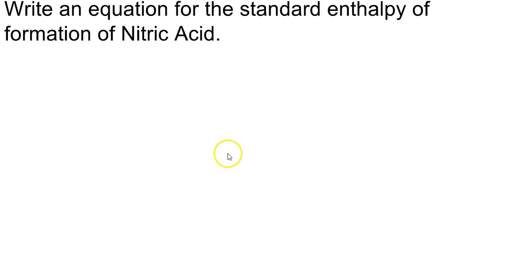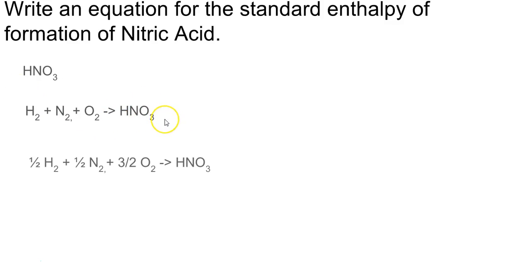So let's do some problems. Write an equation for the standard enthalpy of formation of nitric acid. Here's nitric acid, and we need to write down an equation on how to form nitric acid. So if we take hydrogen, nitrogen, and oxygen, we can make nitric acid. If you remember, enthalpy of formation is always going to make 1 mole. So we need to change these subscripts so that they actually make 1 mole.